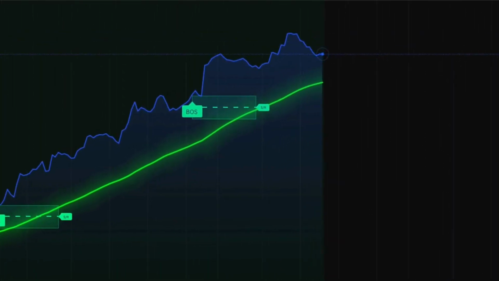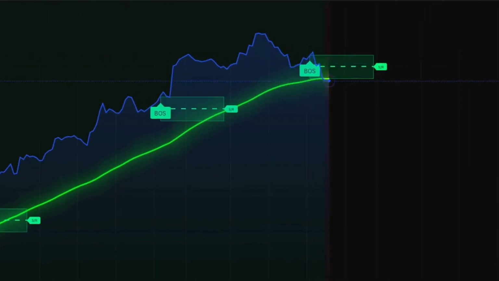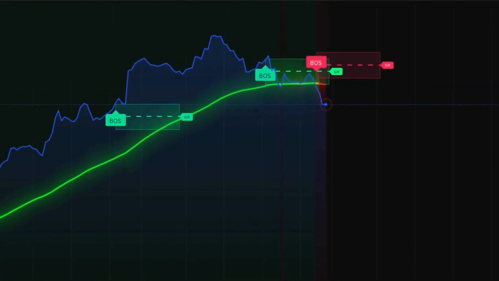This entire approach revolves around three simple ideas: trade with the trend, enter after a pullback to a key level, and confirm continuation with a break of structure. It keeps your entries disciplined and reduces the need for guesswork.